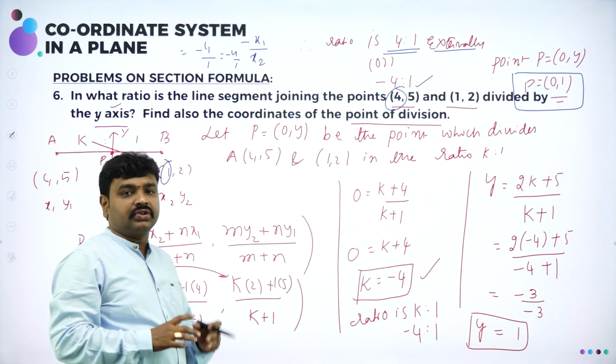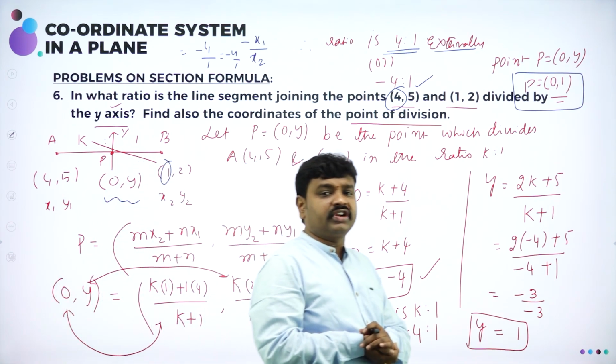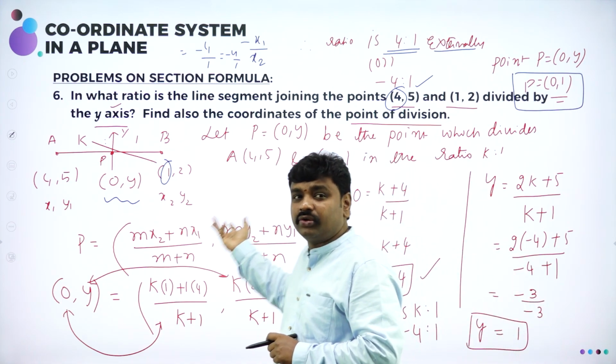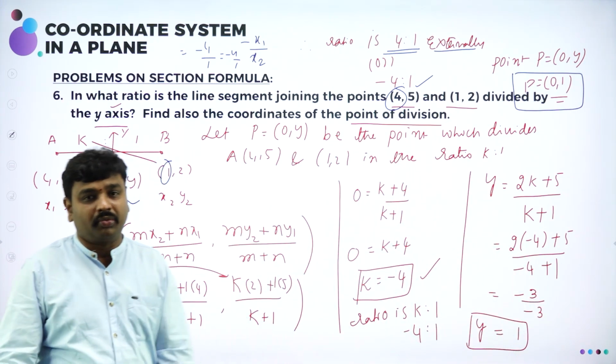We have done it. So they wanted to find the ratio, we got the ratio. They wanted to find the point or coordinates of the point which divides, that is 0 comma y, the y value also you got. So by this we have done the problem.